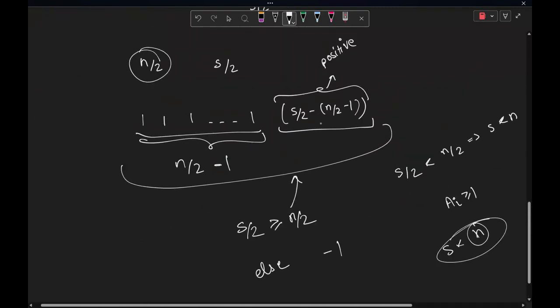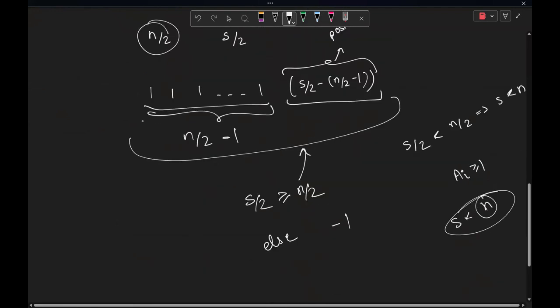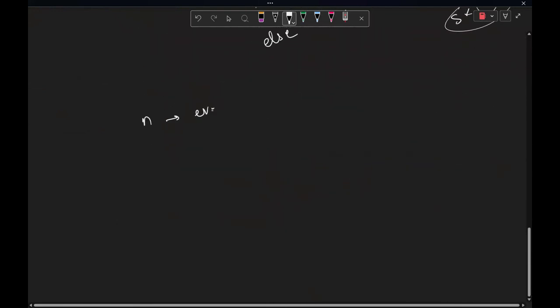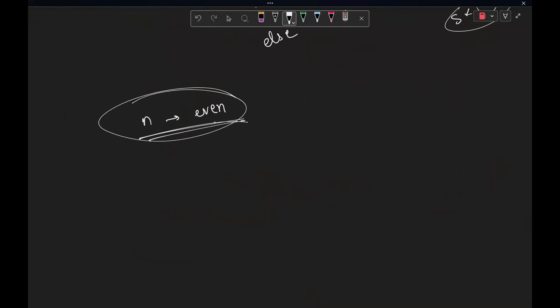Okay, so is this clear? Does it make sense that when n is even, it is really simple to get to the answer? Guys, does it make sense?